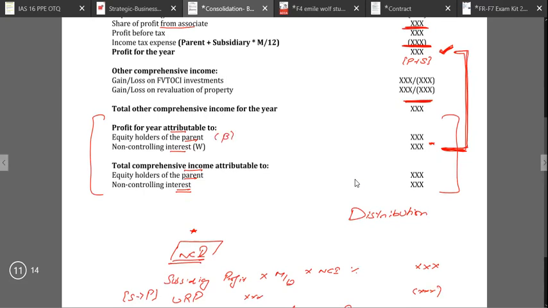So in one step, you have calculated the NCI profit. In the second step, you take the profit for the year and deduct the NCI profit. All the remaining profit belongs to the parent. Similarly, if you take the total comprehensive income, this figure, and deduct the NCI share from it, the rest will be of the parent. This is the thing you need to remember.